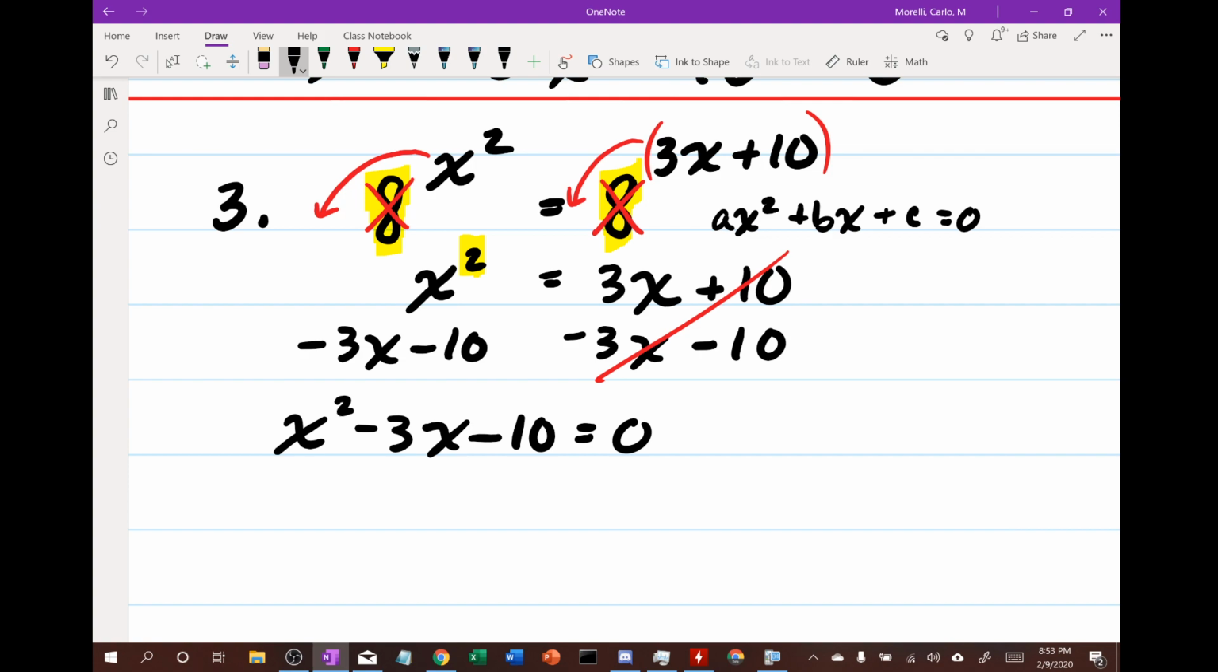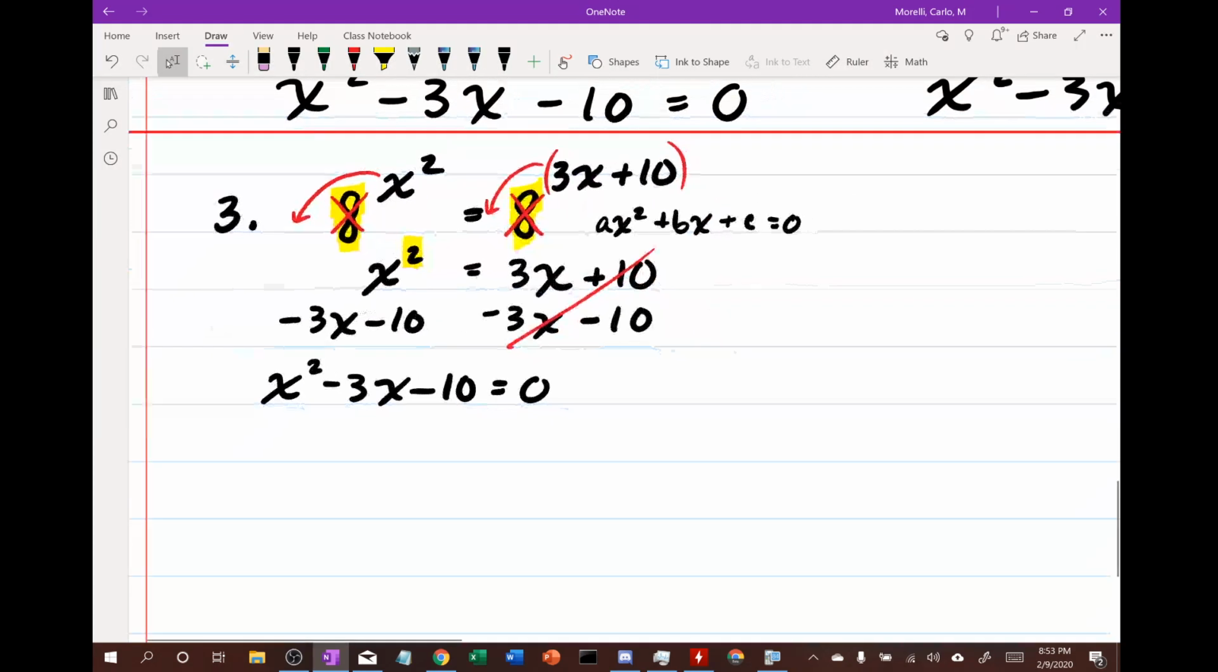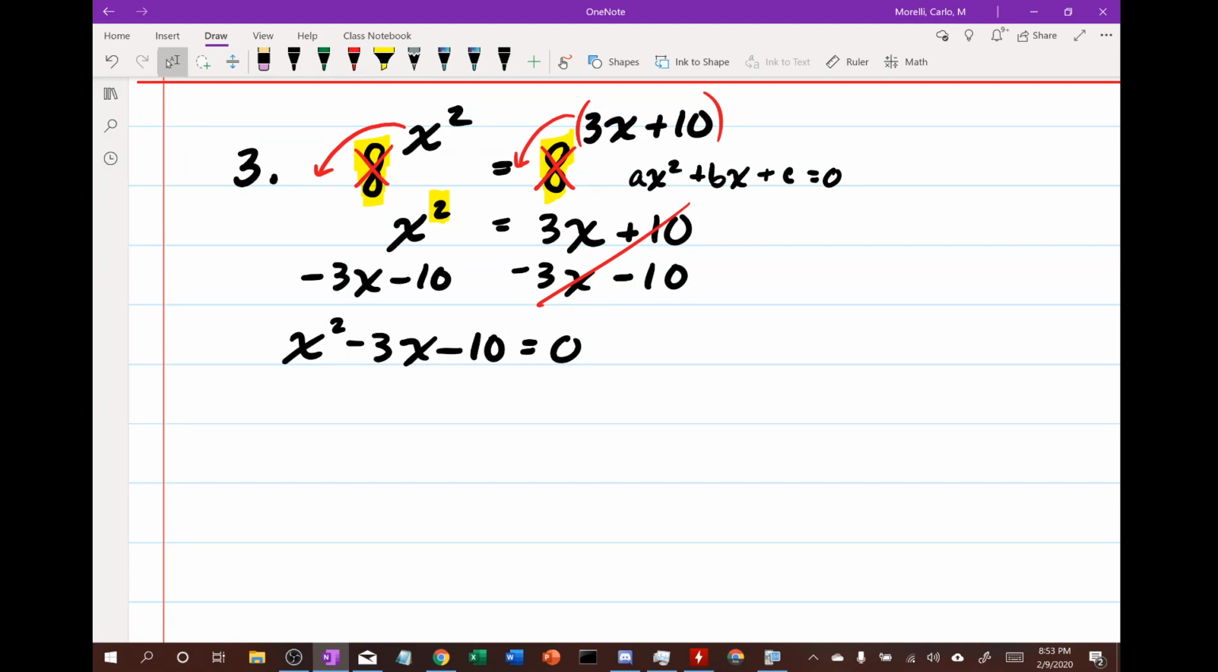There we go. I wrote it down. Okay. Now, ladies and gentlemen, what we're going to do is factor this quadratic. So we're going to identify A equals, B equals, and C equals.